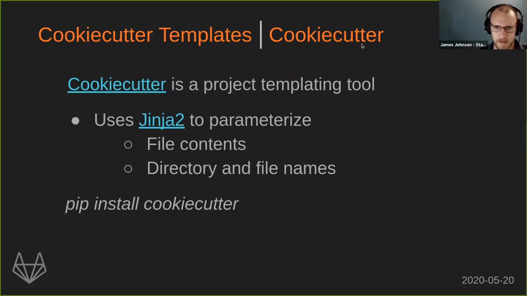All right, so my favorite project templating tool is called Cookiecutter. And Cookiecutter is a project templating tool that uses a templating engine to parameterize file contents and directory and file names. It is a Python project, so you install with pip install Cookiecutter.